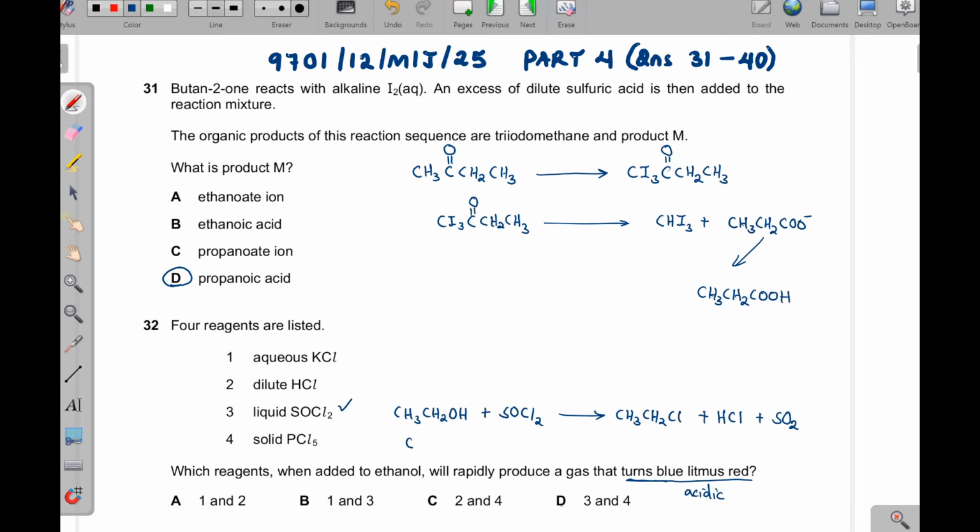How about with solid phosphorus pentachloride? Again, let me show you in the table in the book, so that you see this very well.